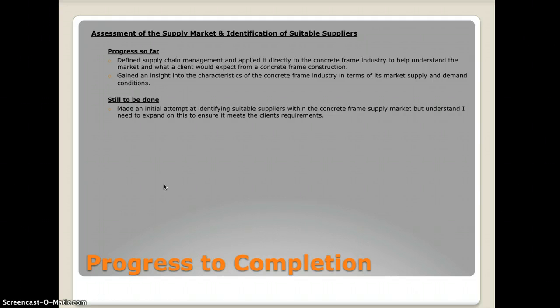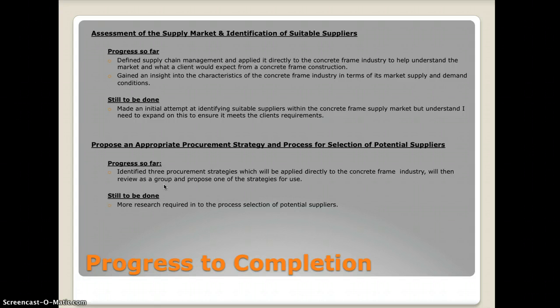In terms of what I believe still needs to be done, I need to tailor the list of current suppliers I've found and ensure that the subcontractors and their suppliers still meet the client's requirements of being able to resource a project in London building a commercial property or a residential building.